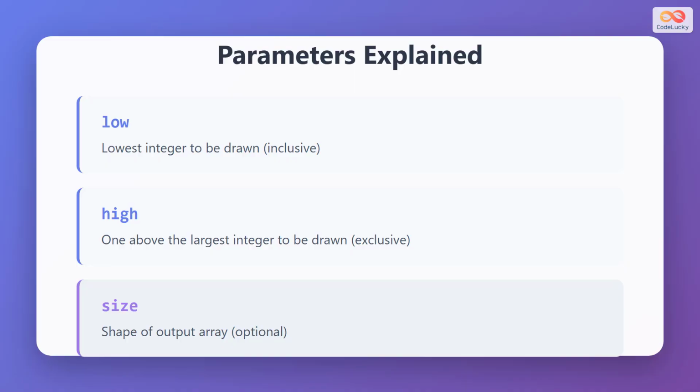Let's break down each parameter. The low parameter specifies the lowest integer to be drawn and is inclusive. The high parameter specifies one above the largest integer to be drawn, making it exclusive. The size parameter is optional and defines the shape of the output array. If you don't specify size, the function returns a single integer.